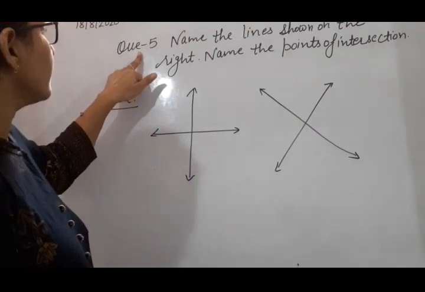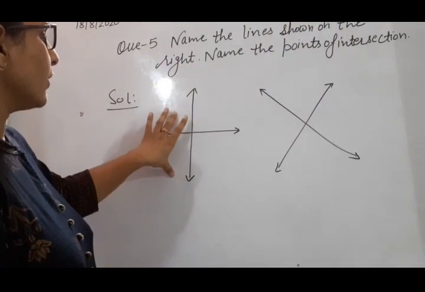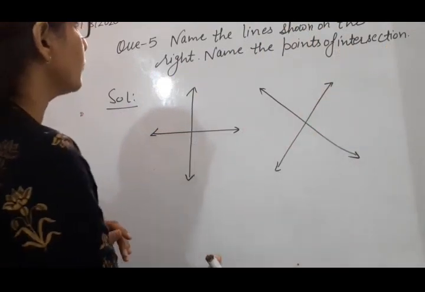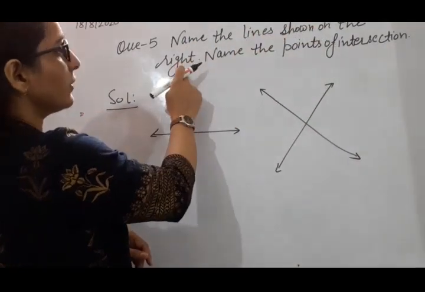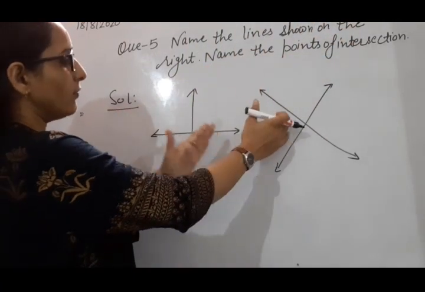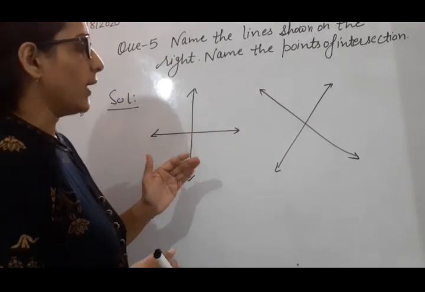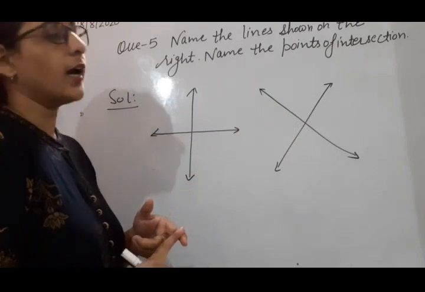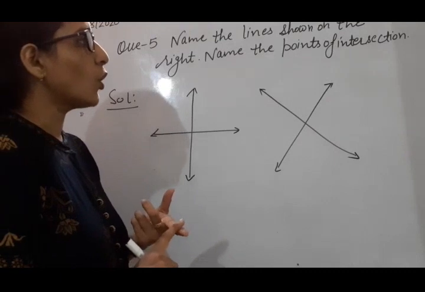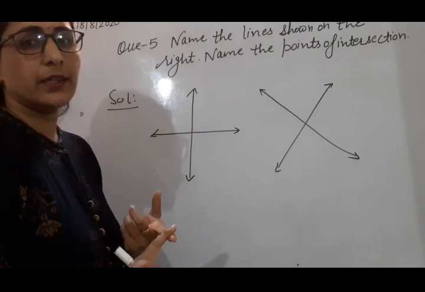Now the question number 5 is name the lines shown on the right. It is given on the right side in your book. Both of these are given on the right side of your book. So name the lines shown on the right. Name the points of intersection. You know both the given figures are intersecting. Clear? Intersecting lines means the lines which intersect. They cross each other at a point. These lines are called intersecting lines which cross each other at a point.